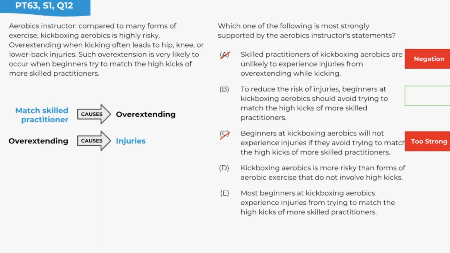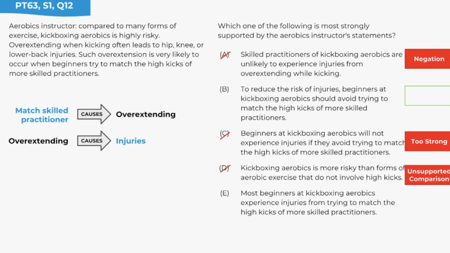But answer choice D is comparing kickboxing aerobics with other forms of aerobic exercise that do not involve high kicks. And we don't know that the ones that do not involve high kicks are the same ones that are being discussed within the statements. So the comparison that's made in D is simply unsupported by the original statements.